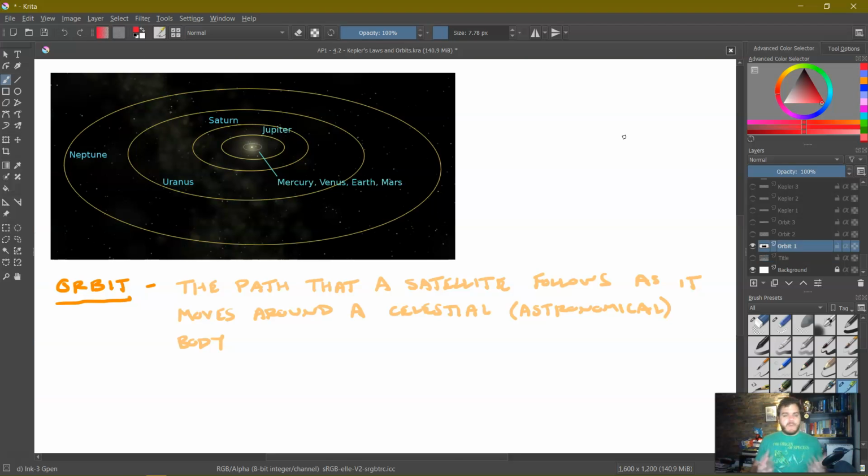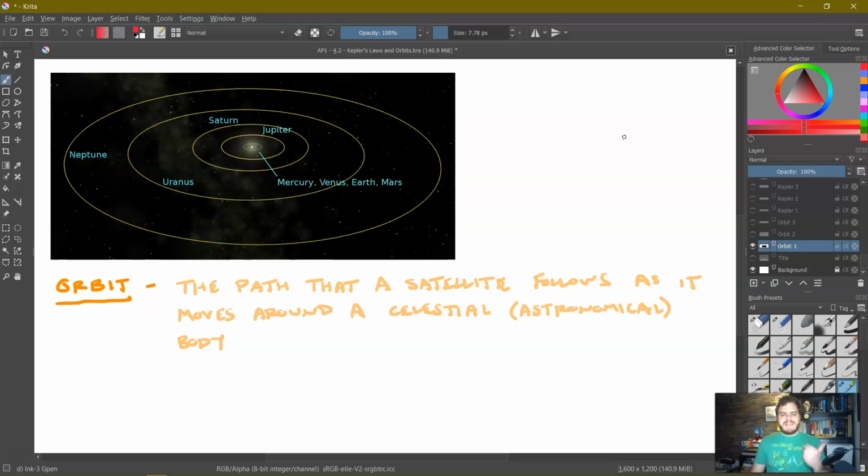So first, with some quick definitions, the orbit of anything is the path that a satellite follows as it moves around a celestial, or in other words, an astronomical body. So an astronomical body or a celestial body can be a star, it can be a planet, it can be a black hole, it can be anything like that.